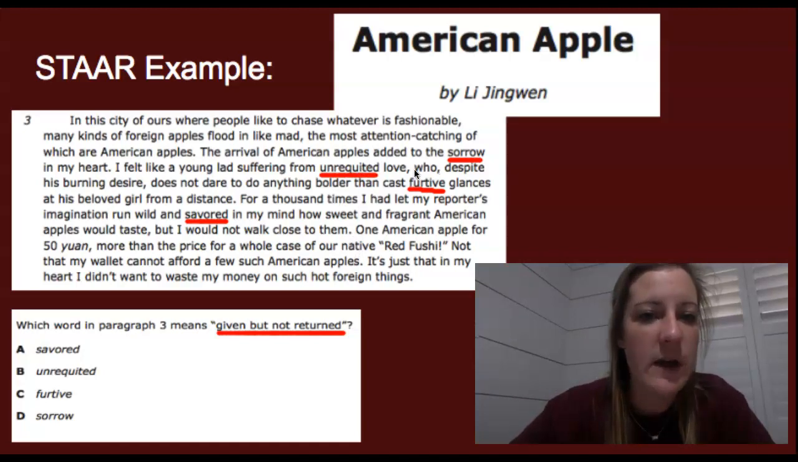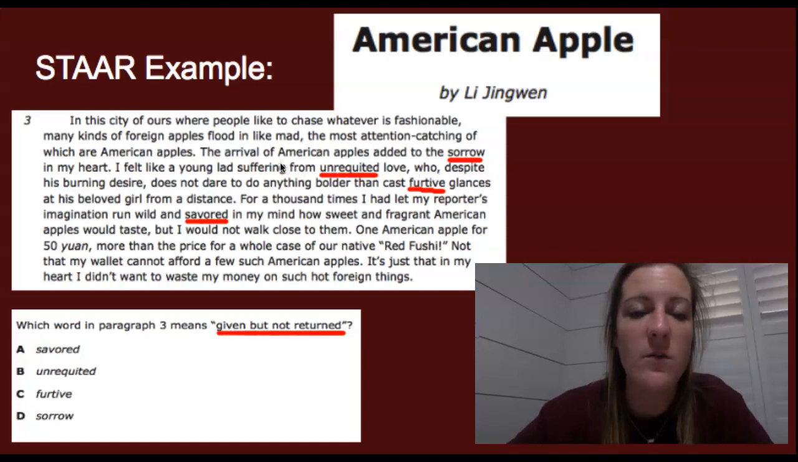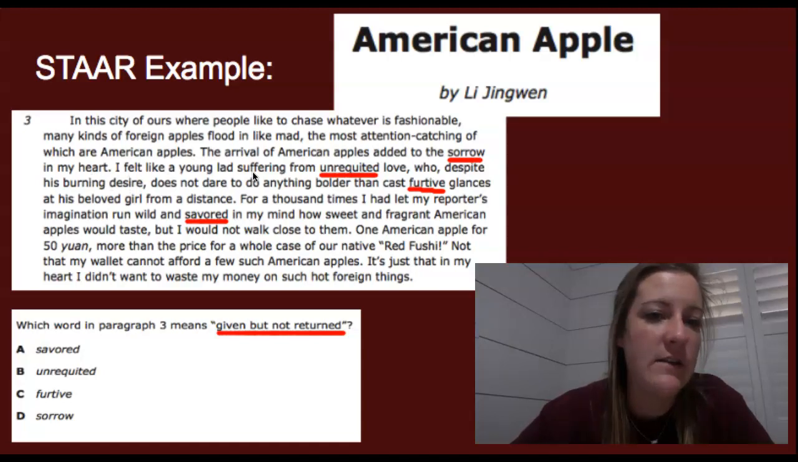So then you just go back and try to figure out what word matches the definition given in the question. So, the arrival of American apples added to the sorrow in my heart. So then you keep reading. I felt like a young lad suffering. So when you see that word suffering, you use your context clues that sorrow might be connected to suffering. And if that's the case, then given but not returned is not the definition of the word sorrow. So we'll come down here and mark out the word sorrow.